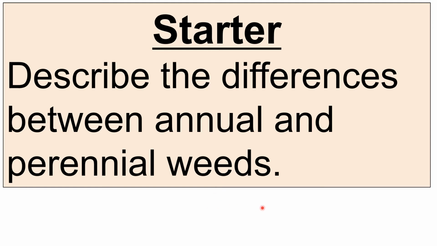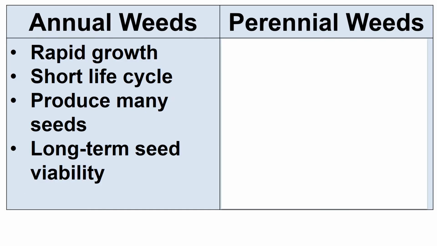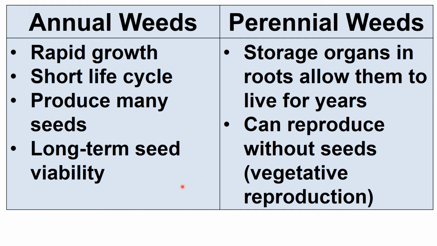So to begin with, let's try this. Describe the differences between annual and perennial weeds. Press pause and do that. So if we separate them, annual weeds have rapid growth, a short life cycle, and produce a lot of seeds. The seeds can last a long time. Whereas perennial weeds don't have a short life cycle, they're the opposite. They can live for years, and the reason for that is because they've got storage organs in their roots which allow them to survive. And although some of them will produce seeds, they don't necessarily need to, so they can reproduce without seeds, and this is called vegetative reproduction, whereas annual weeds do produce seeds.